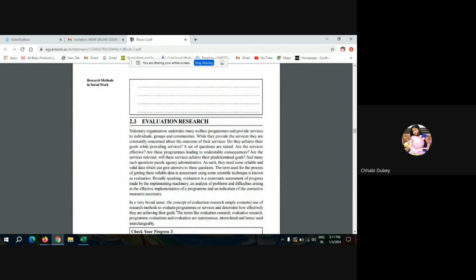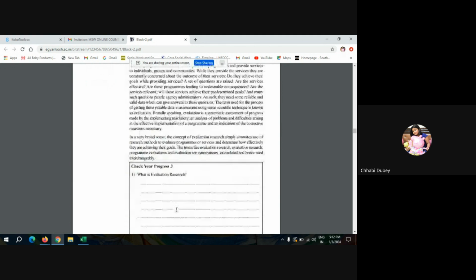the corrective measures necessary. So here we are going to do a systematic analysis or assessment of the progress which is made by the implementing machinery and also the problems and the difficulties which are arising in the effective implementation of a program. So all of these things we are going to study through evaluation research. Now, the concept of evaluation research simply connotes the use of research methods to evaluate programs or services and determine how effectively they are achieving their goals, whether they are actually achieving the goals that they have set.